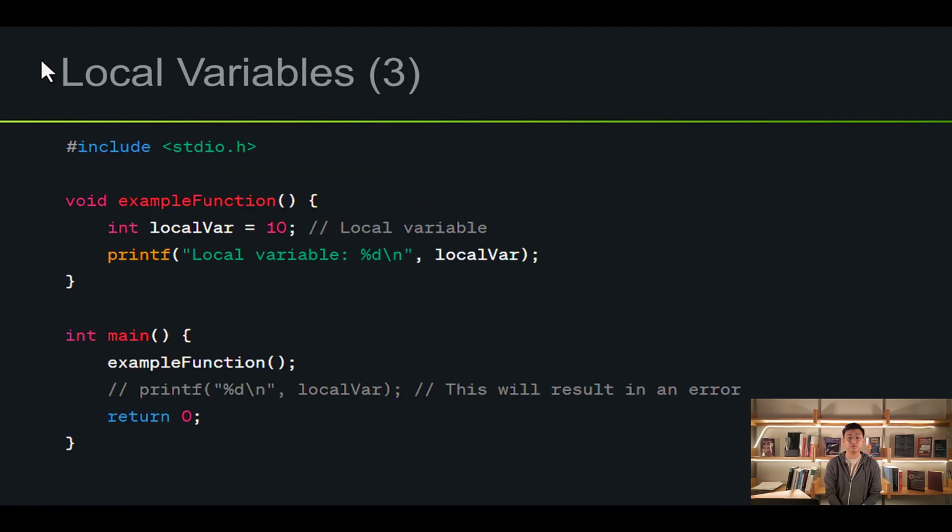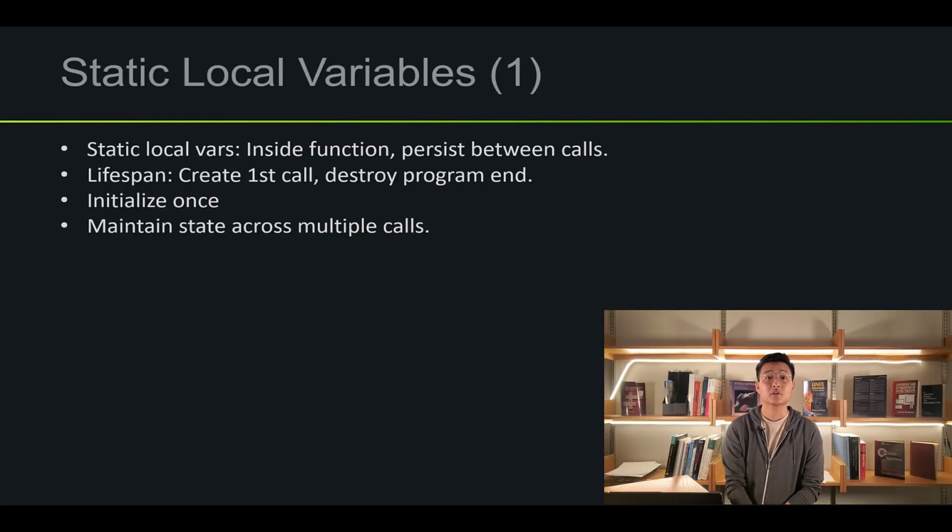Here's another example. I created a function, and within the function I created another local variable called local_var. In main, I called the function, and after I called the function, I tried to use the variable. I also commented that out, because we're also going to get an error if we print out local_var.